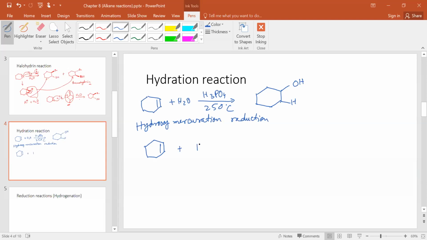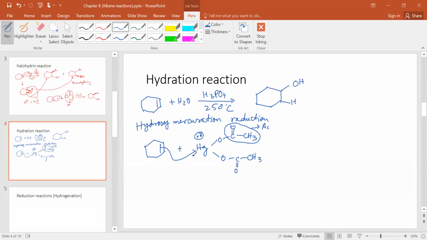I take mercuric acetate. This group is called acetate, CH3CO. In short, we write AC. So here another two acetate groups are attached to mercury. Here again, if you see the oxidation state of mercury here is +2. So it is a kind of Lewis acid, electrophilic.